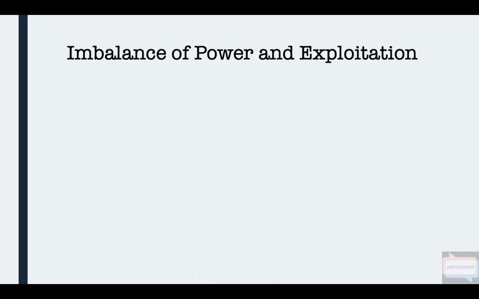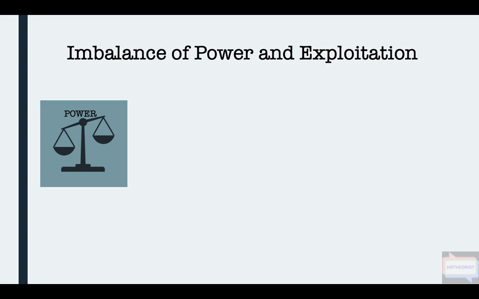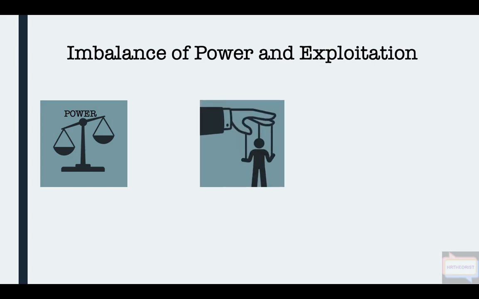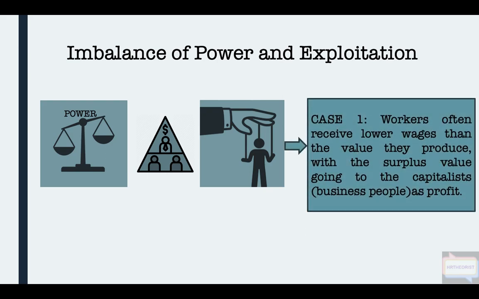First, imbalance of power and exploitation. Marx argued that capitalism creates an inherent power imbalance and exploitation between the working class and the capitalist class. Now, let's understand with case 1. Workers often receive lower wages than the value they produce, with the surplus value going to the capitalist as profit. Here capitalist is denoted as business people. So, now I am explaining the case.